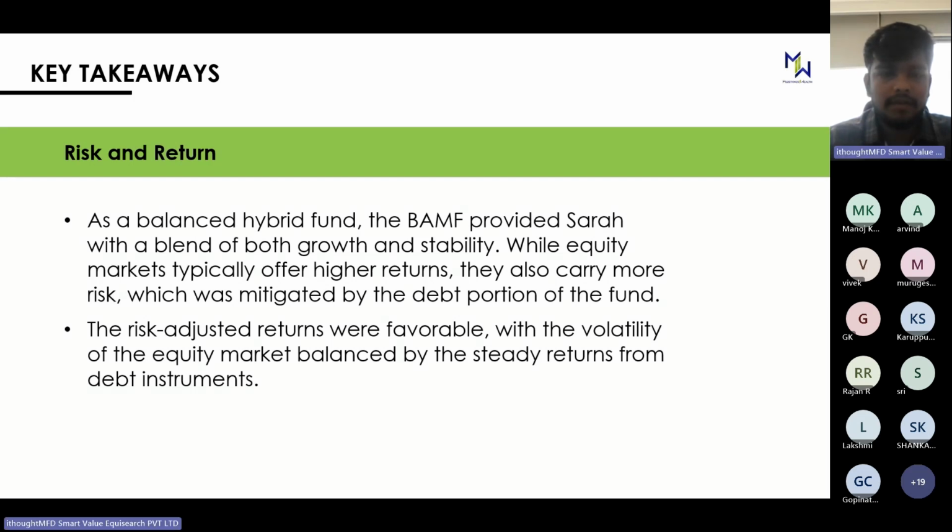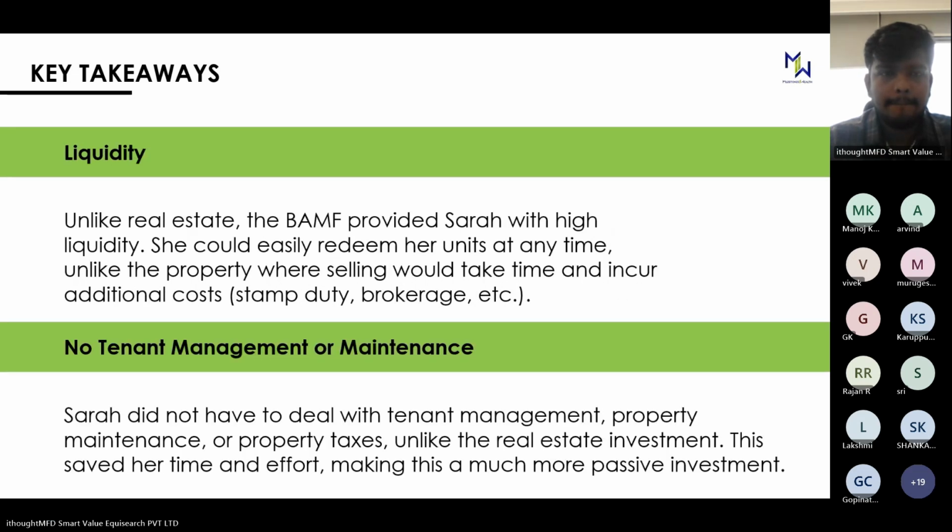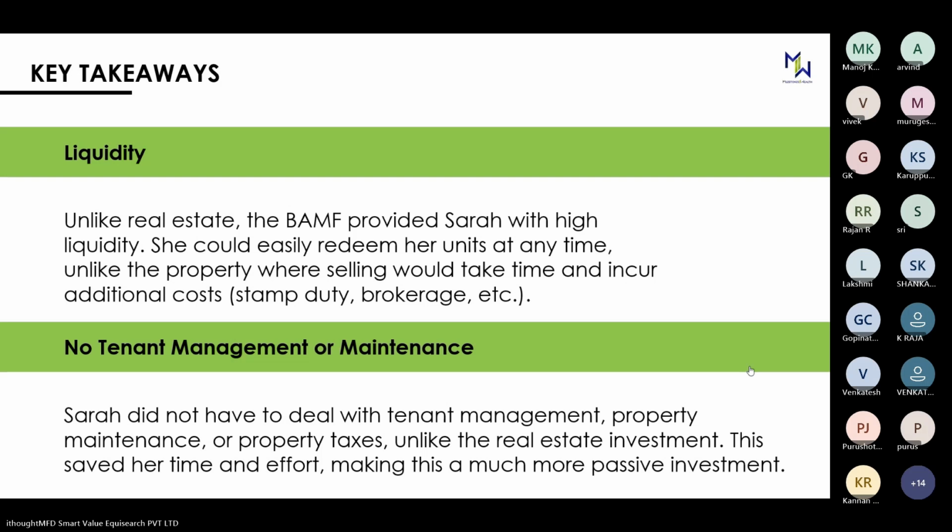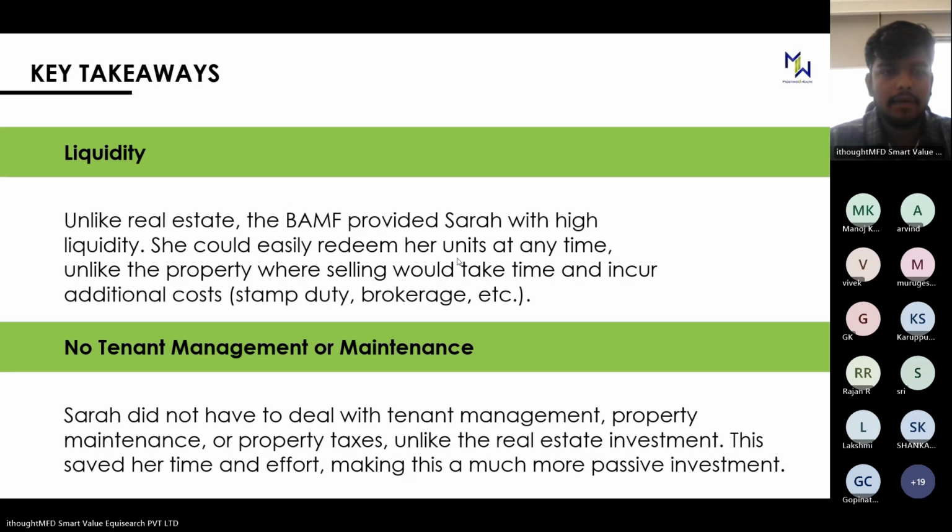So these are the points I was just mentioning. So one thing is, this point is about liquidity.